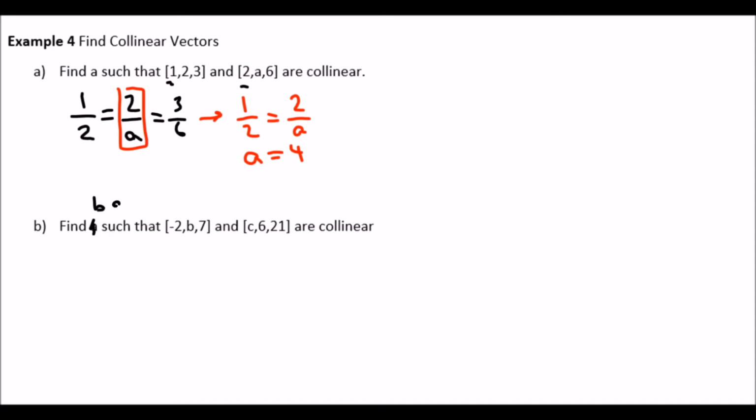So find b and c such that this vector is collinear with this one. So again, we're going to write the ratio, so negative 2 over c is equal to b over 6 is equal to 7 over 21. So the vector I do know here is this guy here. I know the numerator and denominator, so I'm going to choose one of these, write it as a ratio and solve.